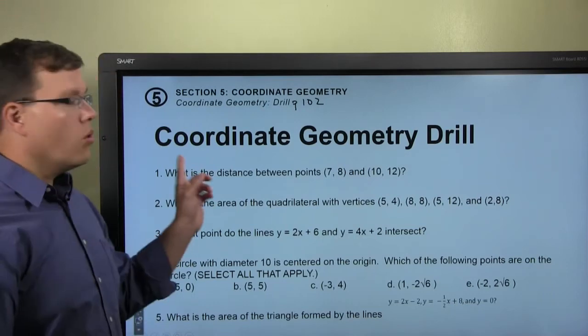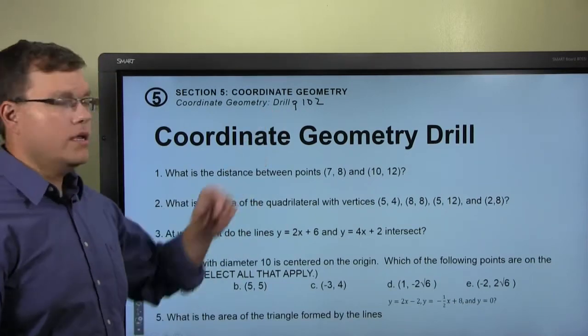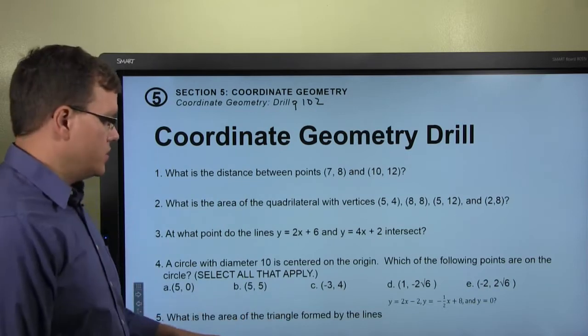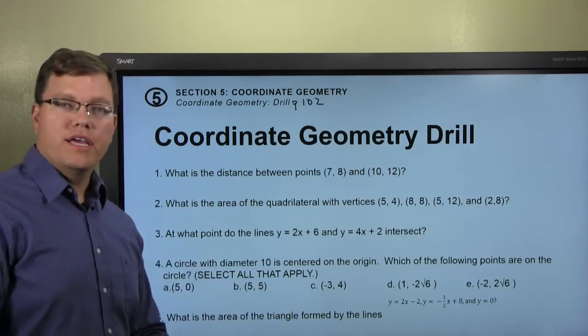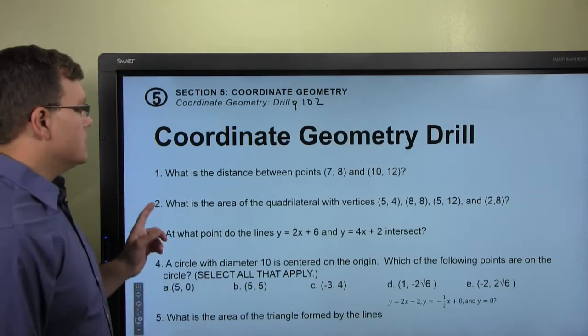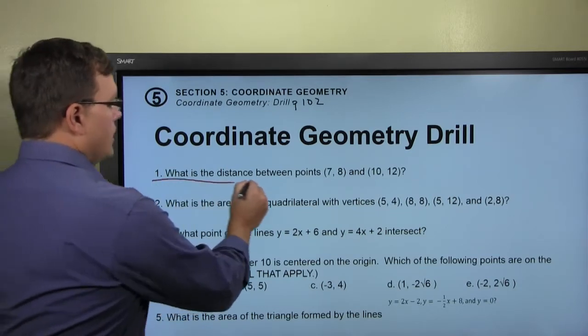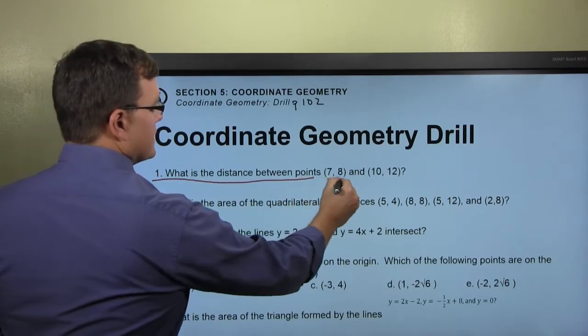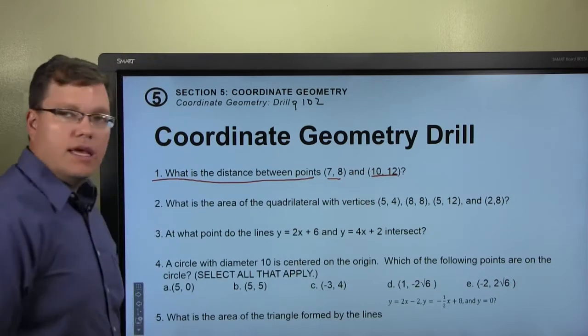All right, so let's do the coordinate geometry drill on page 102. We have 5 questions. This is really a pretty interesting drill. So let's start with number 1. What is the distance between the points 7, 8 and 10, 12?